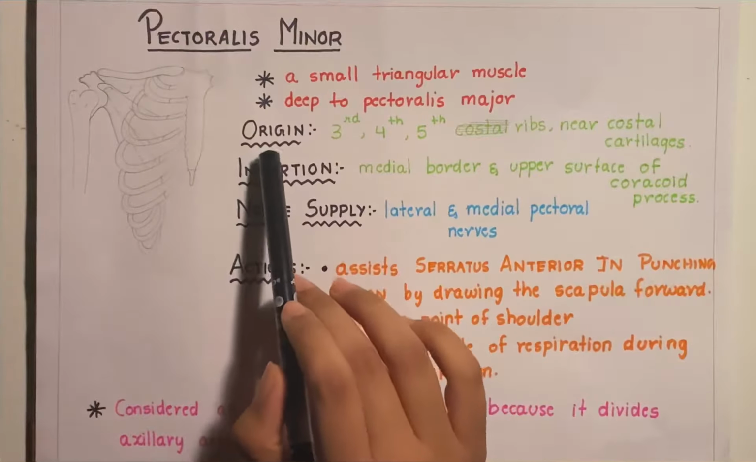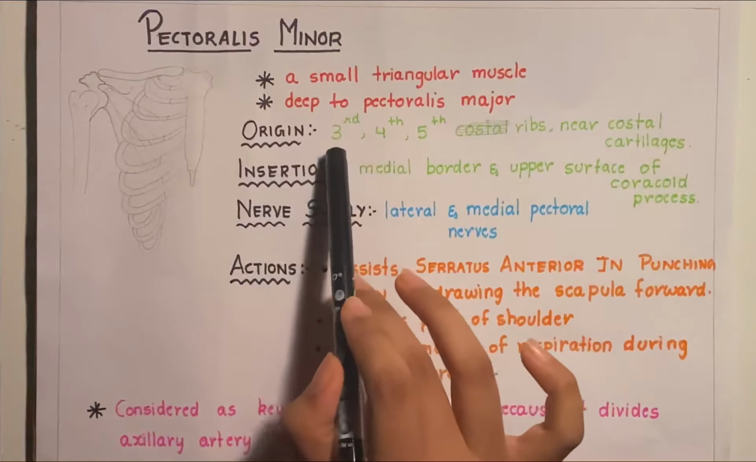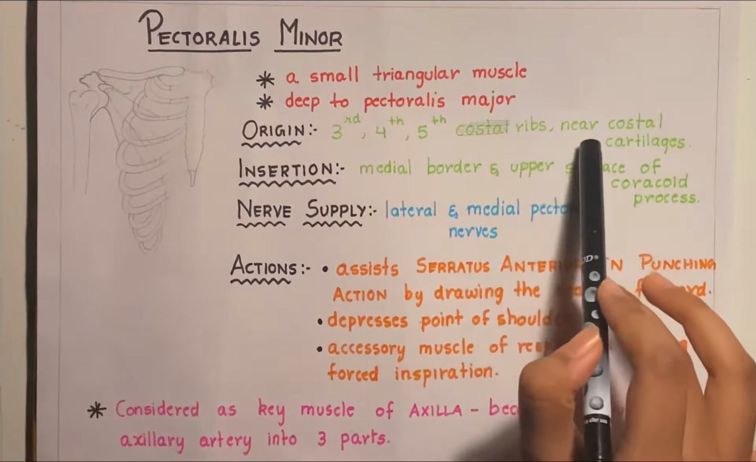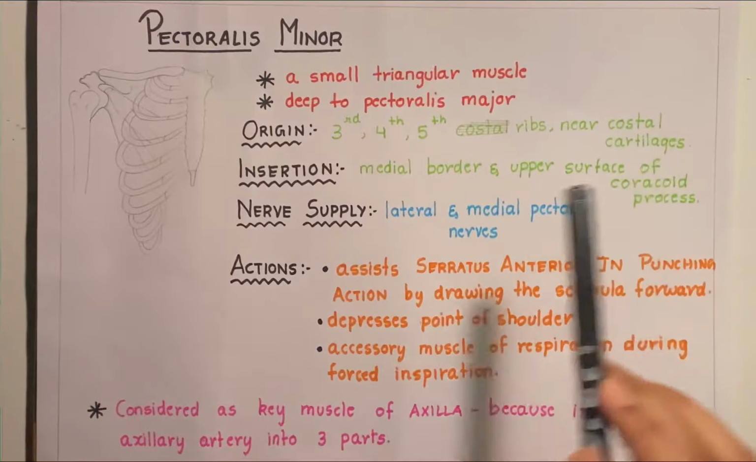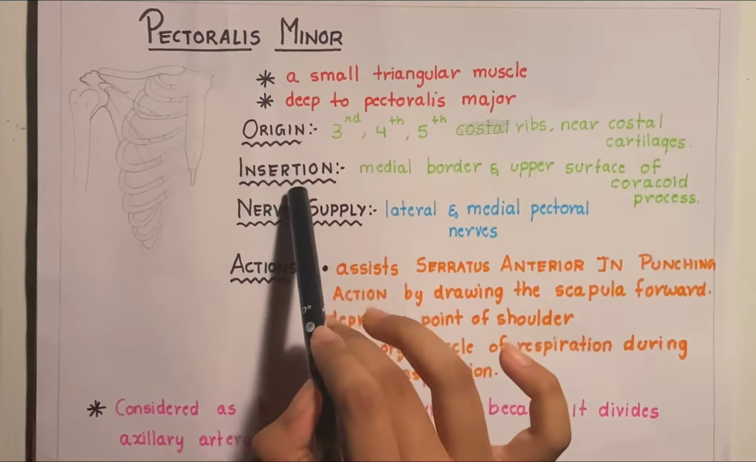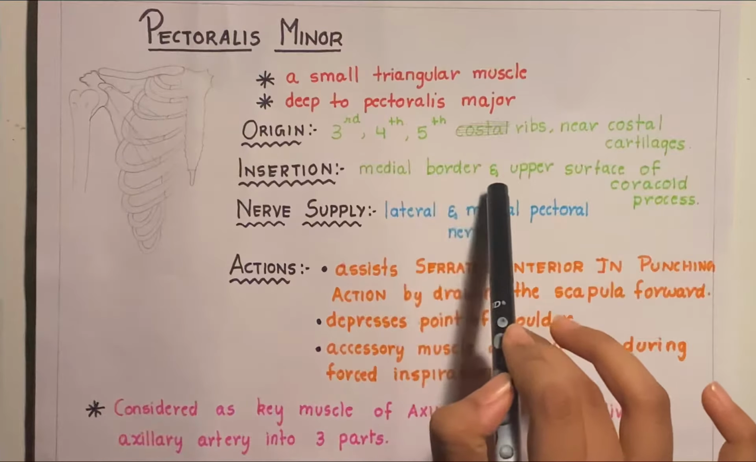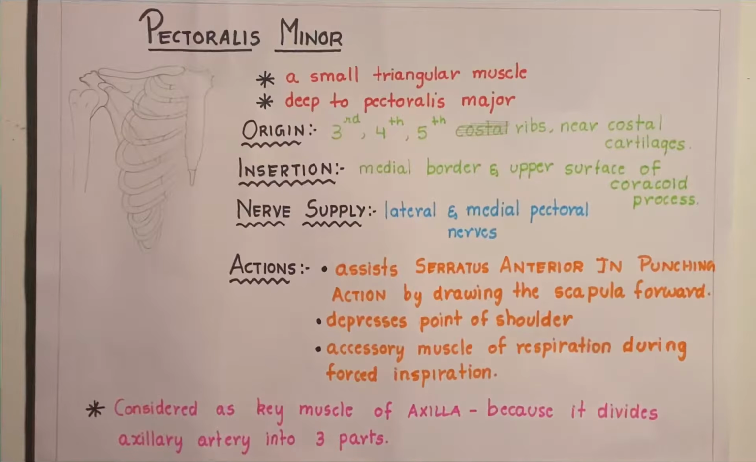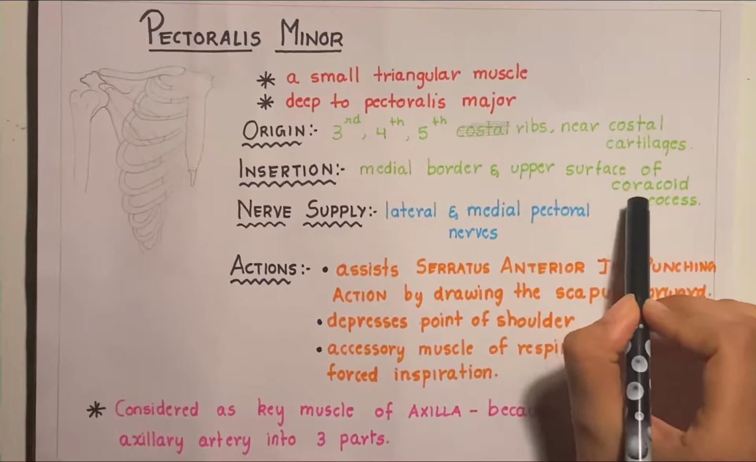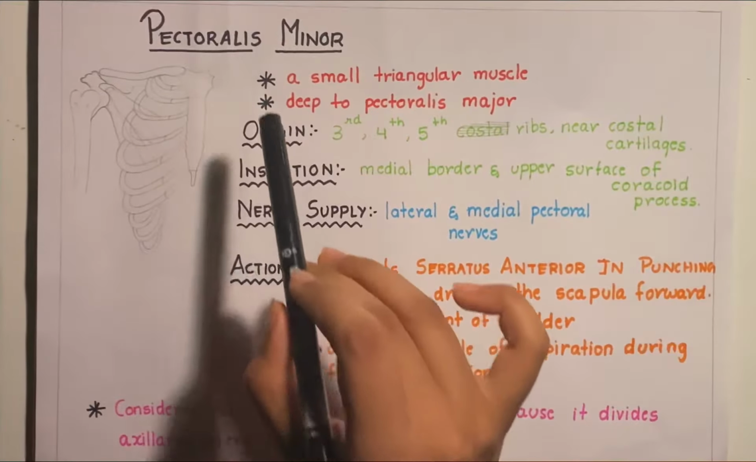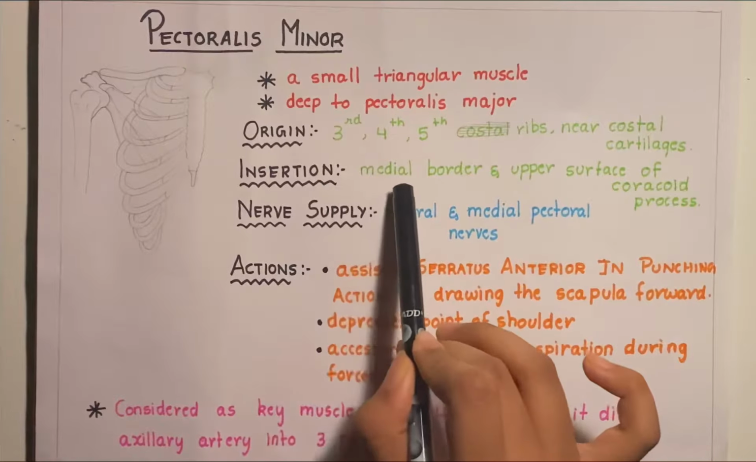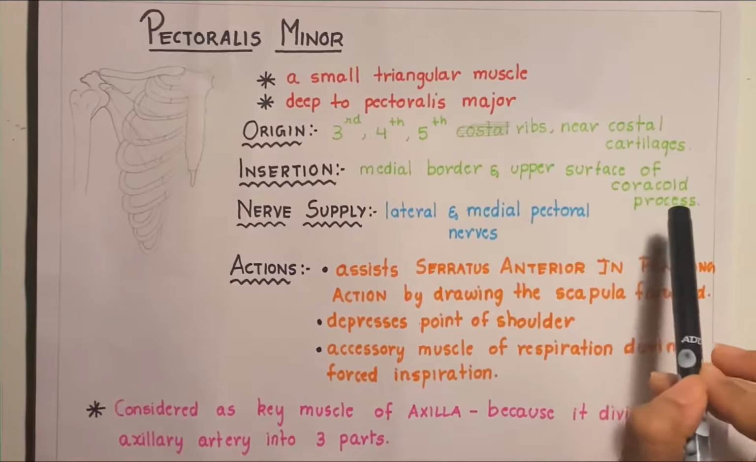Now, coming to the origin of the pectoralis minor muscle, it originates from the third, fourth and fifth ribs near the costal cartilages. And the insertion of the pectoralis minor muscle is onto the medial border and upper surface of the coracoid process. If you guys have read scapula earlier, you must be knowing that the scapula contains a body and three processes. The three processes being the coracoid process, the acromion process and the spinous process. The coracoid process is a beak-like process. And pectoralis minor muscle is inserted onto the medial border and upper surface of the coracoid process.